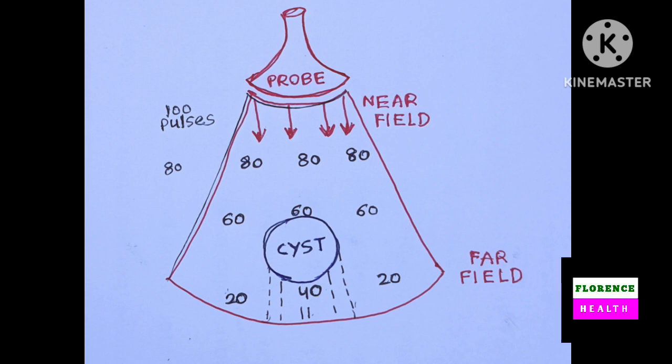So we can say if a cyst containing clear fluid is present, there must be posterior enhancement. In other words, if posterior enhancement is seen, there must be a cyst containing clear fluid just anterior to it or just above it. Let's discuss with an example.